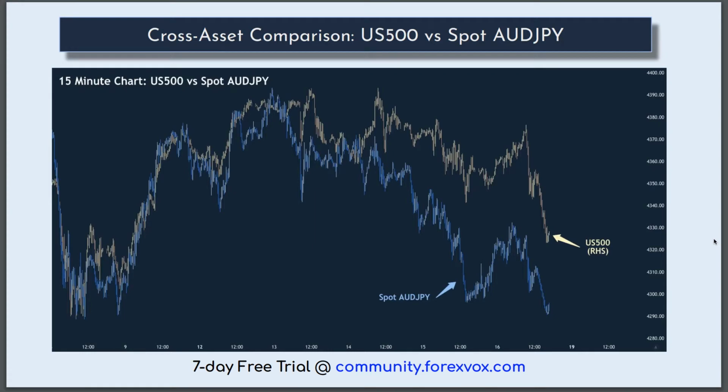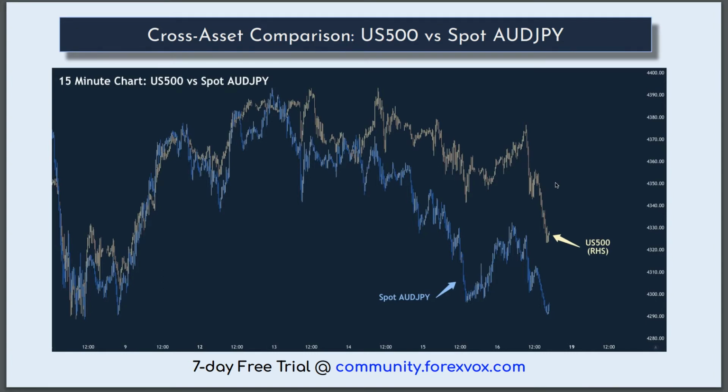Today's cross-asset comparison is going to be equities versus FX. In this case, we're going to be looking at the US 500, or the CFD on the S&P 500, versus spot Aussie yen. Aussie yen is a classic reflation currency pair, so this is the reason for the comparison with equities. So as you can see here, the blue and light blue bars is Aussie yen, and the light yellow bars are the CFD US 500.